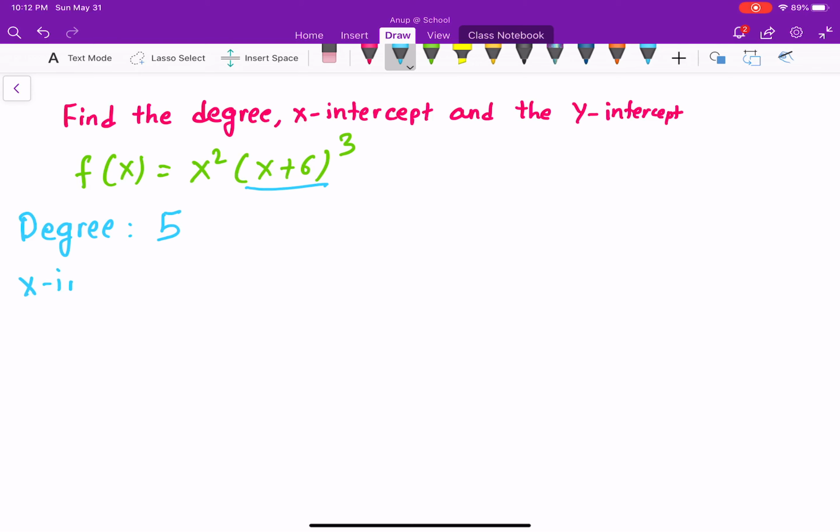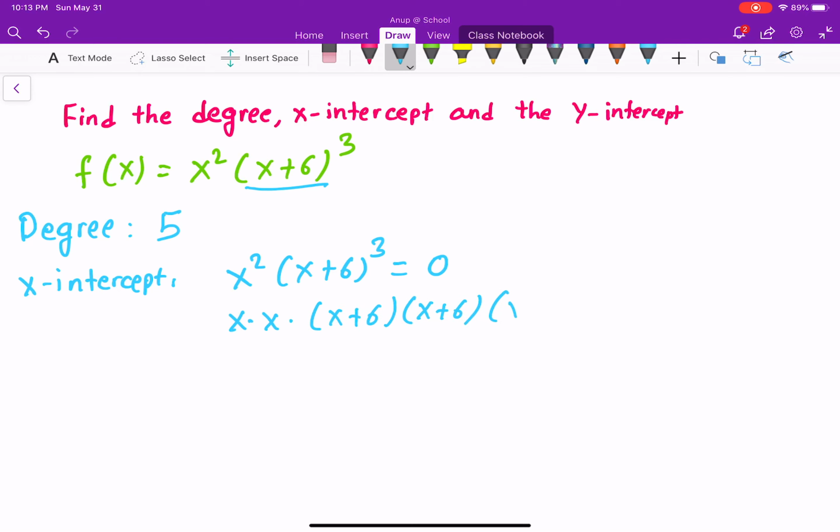To find the x-intercept, we set x squared times (x plus 6) to the power cube equal to 0. It's already in factored form. You might have noticed that this is actually x times x times (x plus 6) times (x plus 6) times (x plus 6) equal to 0. And you can clearly see how many solutions we get when x equals 0. When you set x equal to 0, we get x equals 0 as an answer.